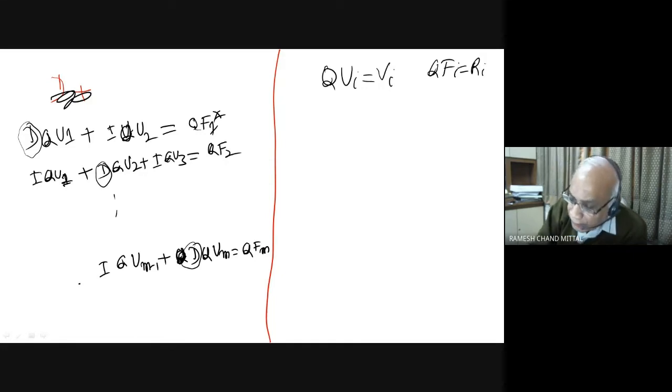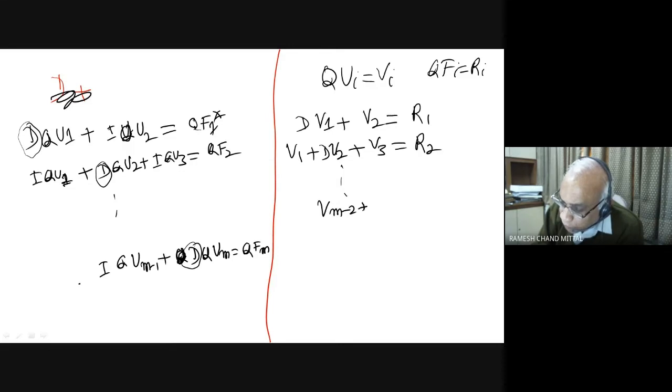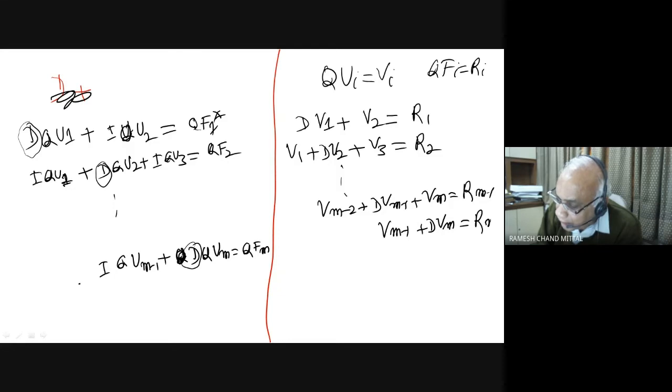Then my system becomes, just see that, D V1 plus V2 equal to R1. Similarly, V1 plus D V2 plus V3 equal to R2, and keep on doing so. My last but one equation will be V m minus 2 plus D V m minus 1 plus V m equal to R m minus 1, and last equation will be V m minus 1 plus D V m equal to R m. Yes, please. Anybody any issue about this? So I have new unknowns V1, V2, V3, V n. They are blocked.